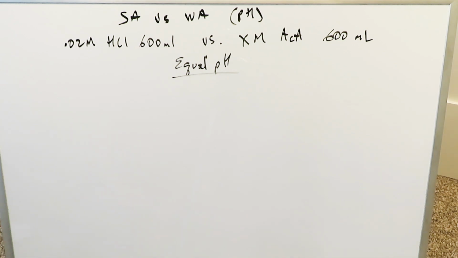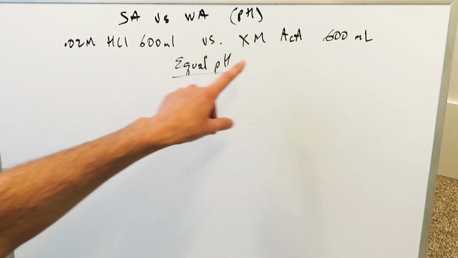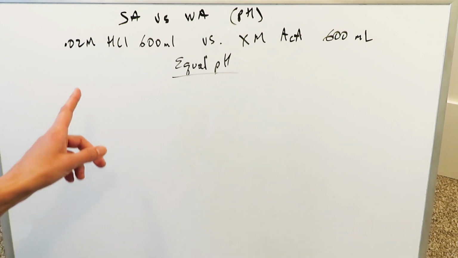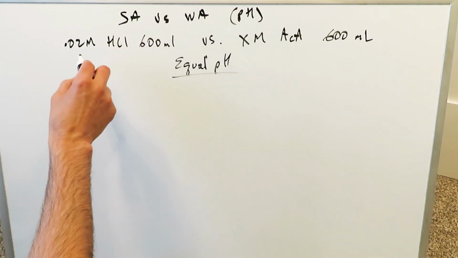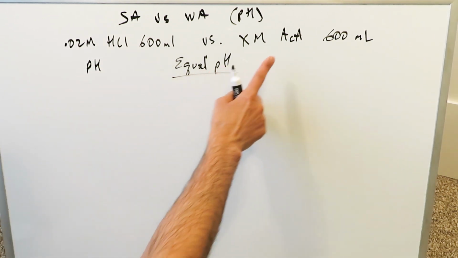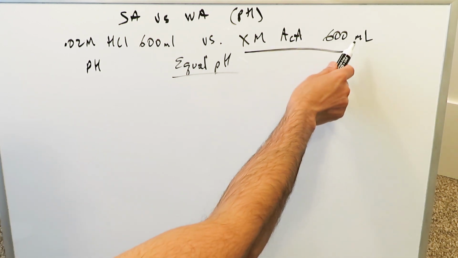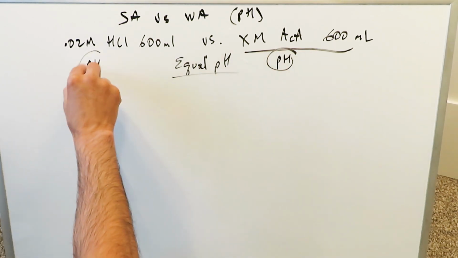We're looking here at a pH comparison calculation between a strong acid and a weak acid. And this right here is not a simple dilution exercise by any means. We have a strong acid and a weak acid: hydrochloric acid and acetic acid. We have 0.02 molar HCl, 600 ml. This has a certain pH, but it must be equal in pH to this. What must the molarity of acetic acid be? 600 milliliters of it. So both of these pH values are the same.